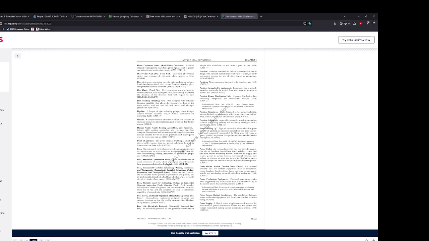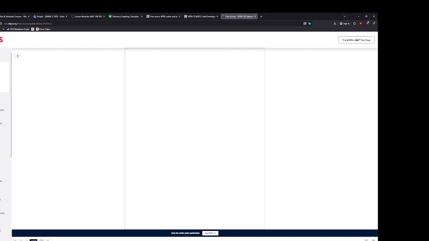Plenum: a compartment or chamber to which one or more air ducts are connected and that forms part of the air distribution system. So I would assume, for example, in my room, I have some air ducts above me right now because I have a drop ceiling and one of the panels is missing. So there's a big sheet metal box that is part of our air vent system, I'm going to say. There's a reason why I'm not going into HVAC, I'll tell you that much, because I do not know exactly what the correct term there is.